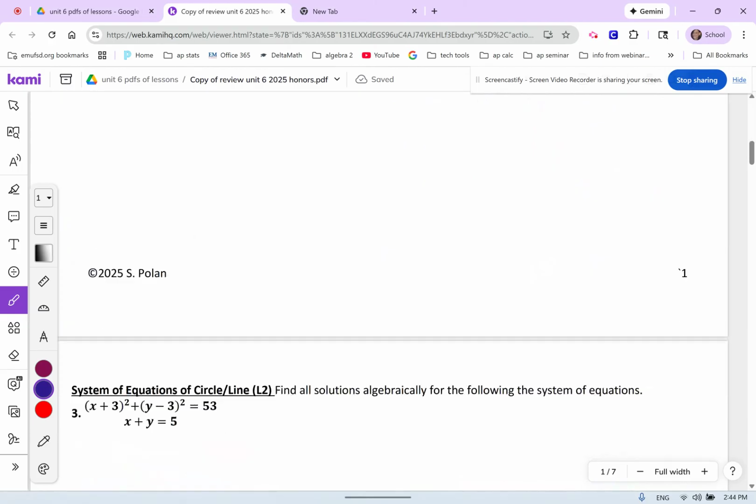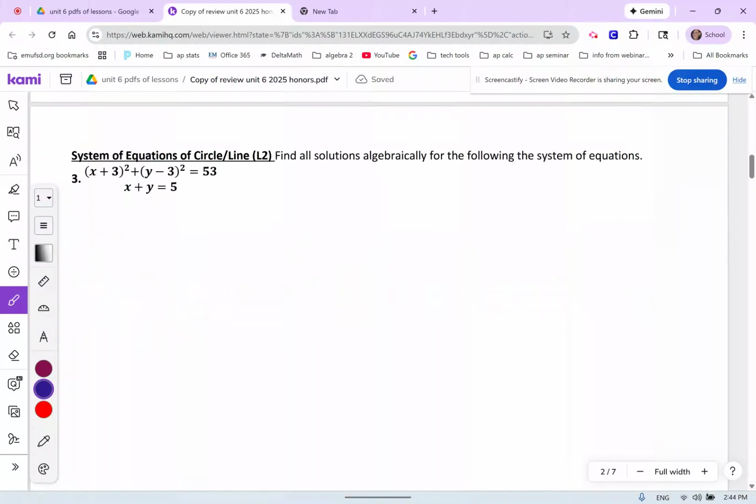I'm now going to skip to problem number 3, where we're going to solve a system of equations, a circle and a line. Again, it has to be done algebraically for this exam. Again, my first equation is the equation of a circle whose center is negative 3, 3, and whose radius is the square root of 53.